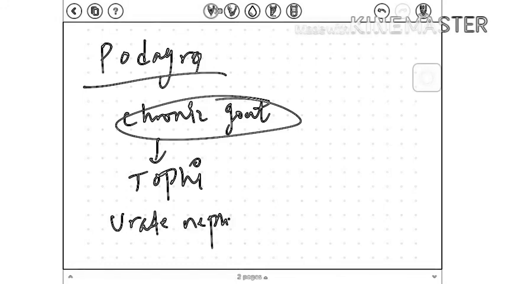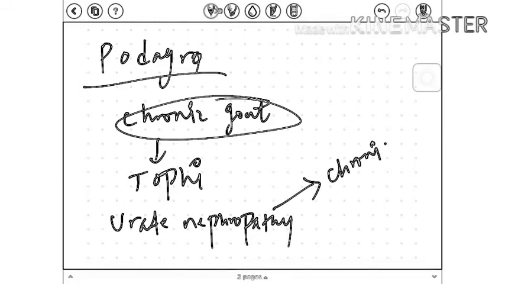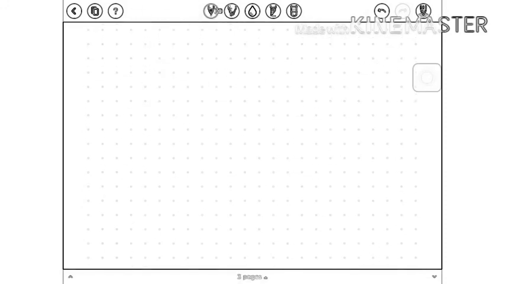Also, long-standing gout can lead to urate nephropathy, also known as gout nephropathy. Patients with a high level of uric acid crystals in the urine can develop uric acid kidney stones that can lead to chronic renal failure also. But usually this is seen in patients that also have diabetes and hypertension.